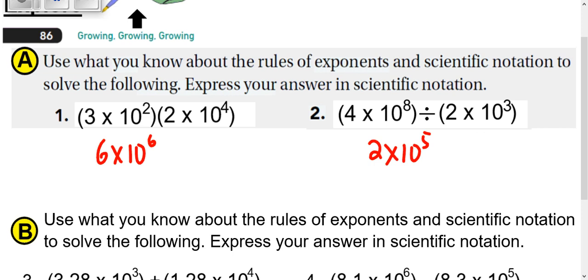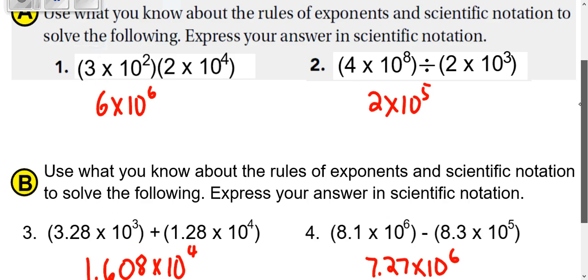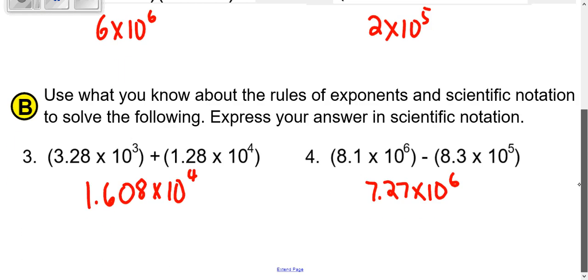Alrighty, here we go. So first one, 6 times 10 to the sixth. Second one, 4 times 10 to the fifth. That's division. 2 times 10 to the fifth. Is that what I said? I don't even know. Whatever. B, which is number 3, addition, is 1.608 times 10 to the fourth.